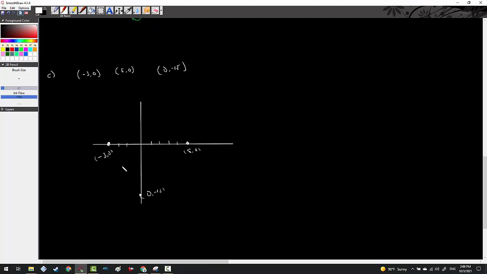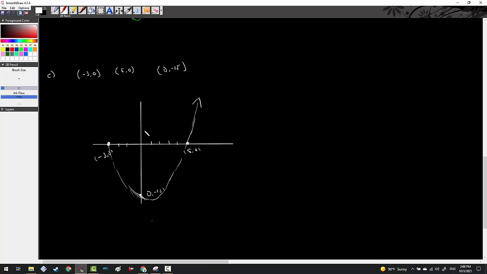Let's see here. So it looks like we have the points negative 3, 0, 5, 0, and 0, negative 15. And so from here, negative 1, 2, 3, 0. 1, 2, 3, 4, 5, 0. And then 0, negative 15 is going to be like right down here. And, you know, honestly, I think that might be enough. I mean, we might be able to say, generally speaking, it's going to pass through, whoops, and my scaling's a little bit off, but that's okay.